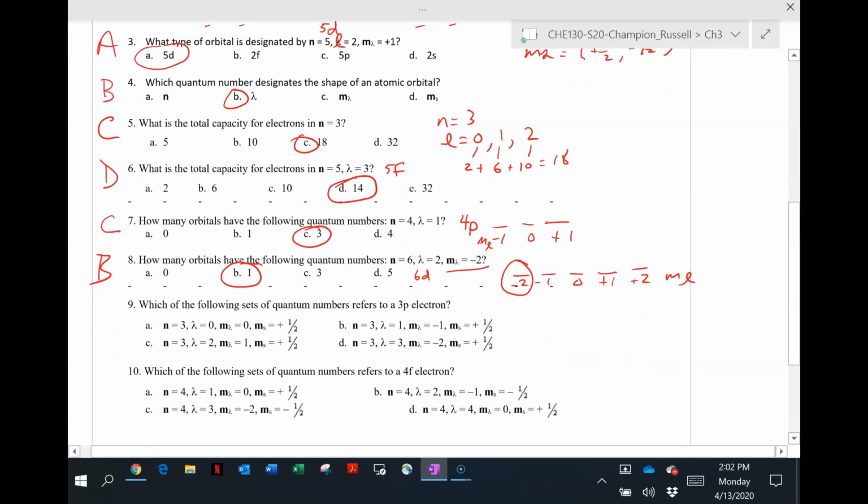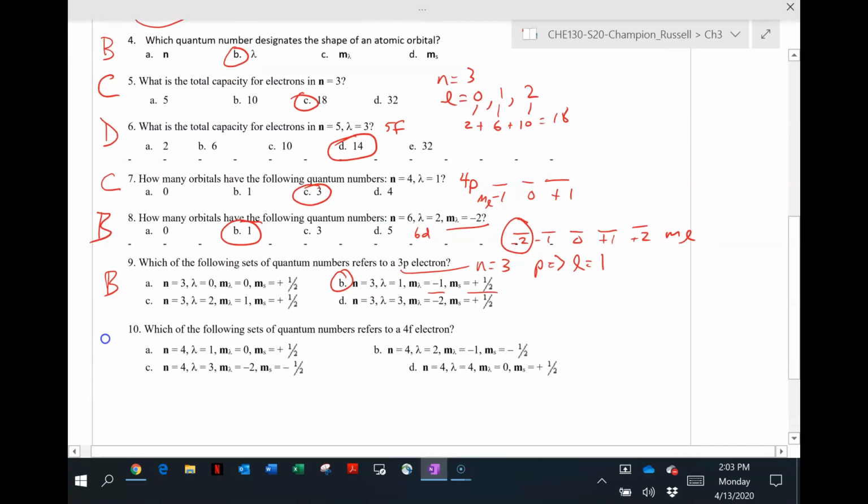Alright, we're looking for a 3p electron. 3 is going to be n equals 3. P is going to imply that L is equal to 1. So we're looking for n equals 3 and L equals 1, and we see that in B there. The other values are okay, minus 1, plus 1/2, those are all allowed, so that refers to a 3p orbital.